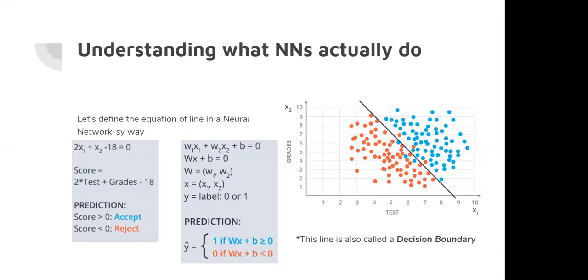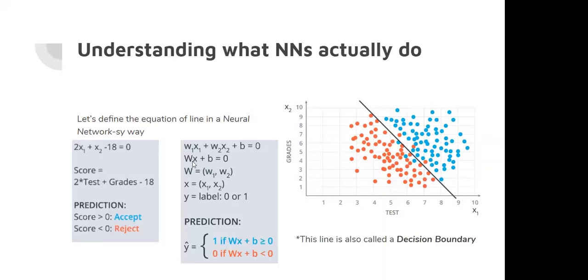I mean, everything depends on them, and we're going to know that in a while. So w1x1 plus w2x2 plus b is equal to 0. This is the form of this line, and we can just put it in a linear equation form, which is wx plus b is equal to 0.